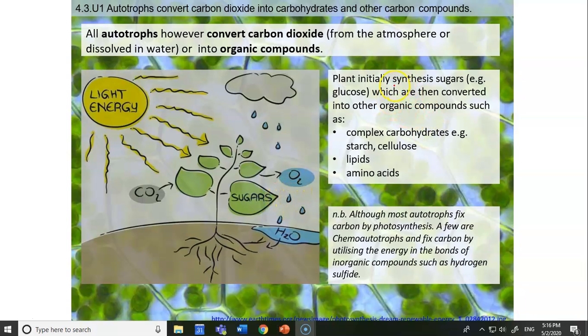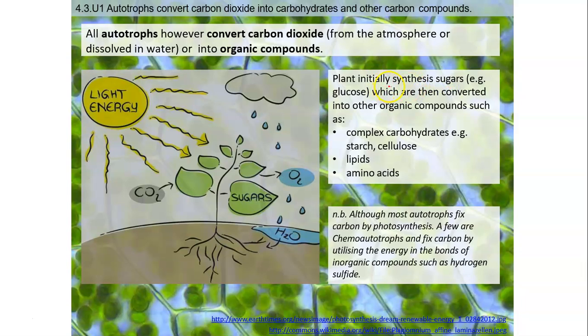Plants initially synthesize sugar, such as glucose, but these are later converted to other organic compounds. These organic compounds could be complex carbohydrates like starch and cellulose, and also lipids and amino acids inside the plant by other chemical reactions.